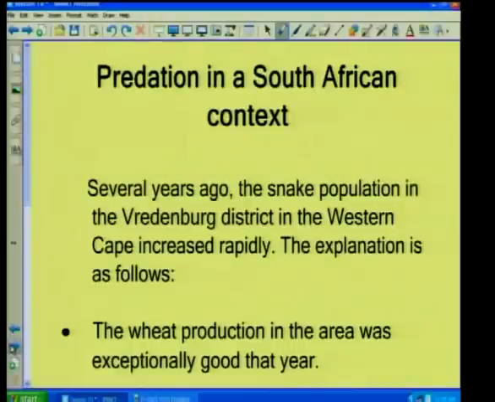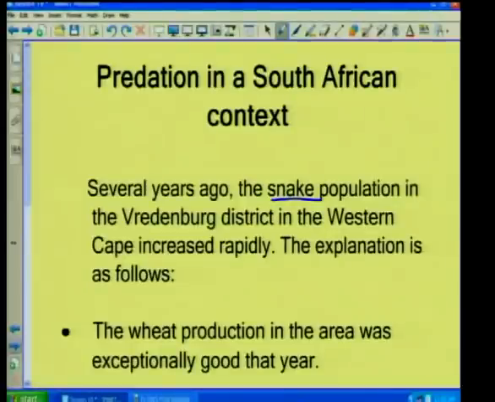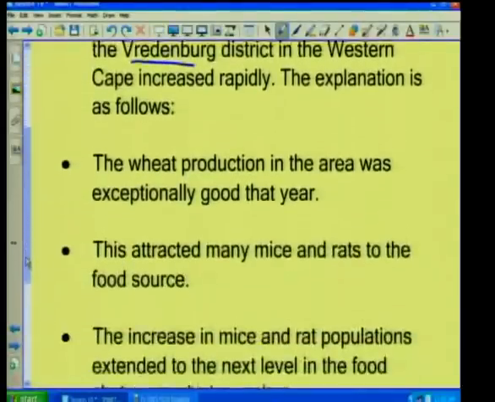All right, people, we now look at predation in the South African context. Okay, several years ago, we had a snake population in Frederick. And the reason we're doing this is you have to, in the exams, be able to know two examples. So this is one of the examples. And this was in Frederick district in the Western Cape. And this is why, okay?